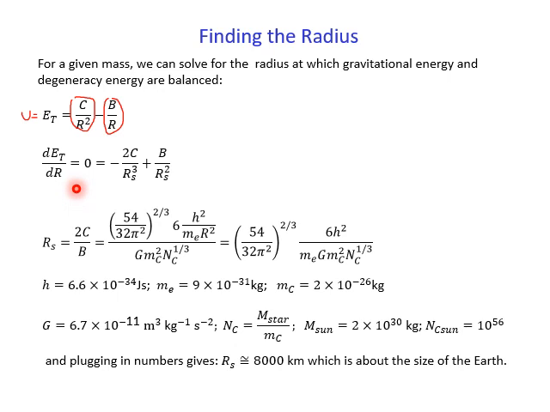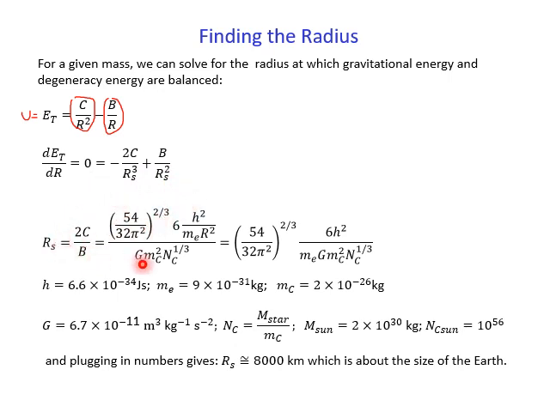And now we'd like to find out what the stable radius is. So we take the derivative of the total energy with respect to the radius. We set it equal to 0 because that'll be the stable radius. And we end up with this relationship here. And this 2c over r cubed plus b over r squared add up. Remember, this is the derivative. When they add up to 0, then we found the stable radius.